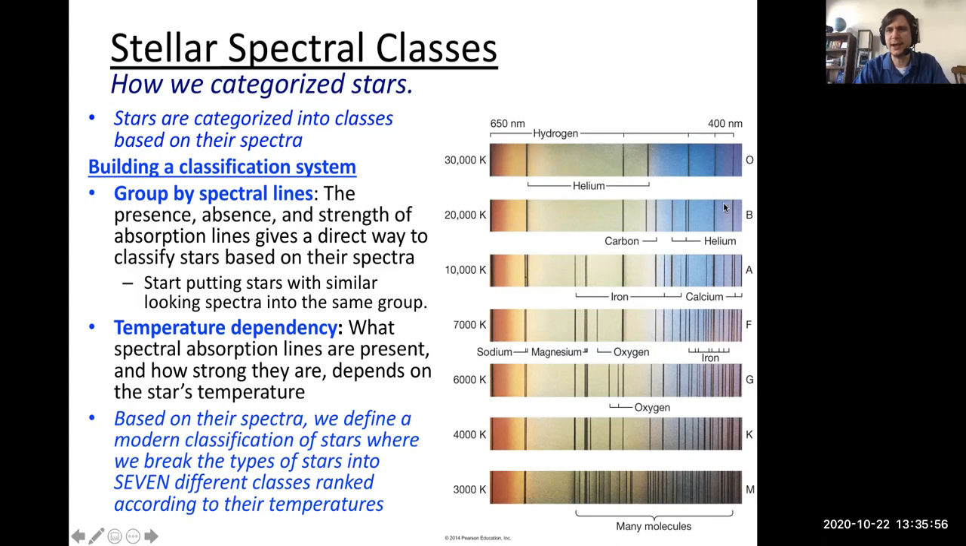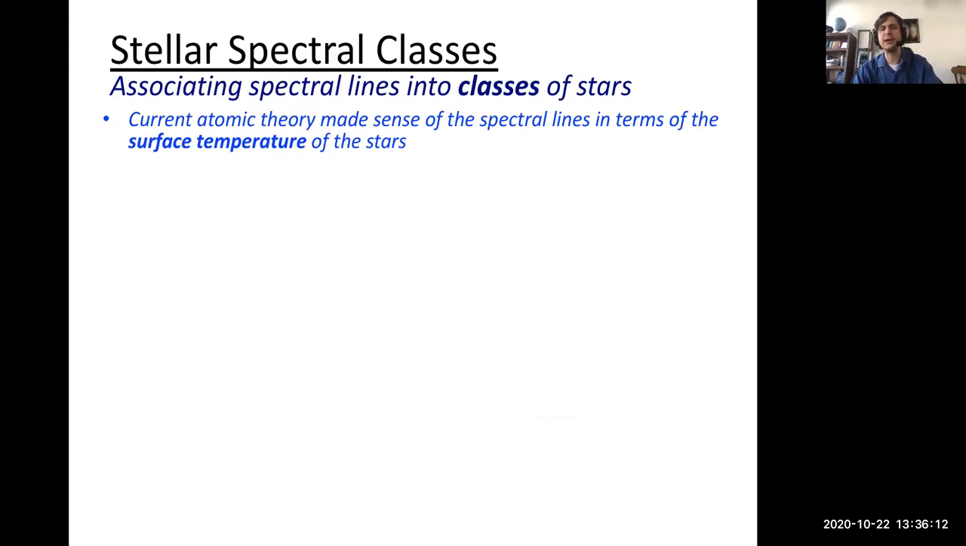This is why we have the letters in order of O, B, A, F, G, K, and M. We break them into 7 different spectral classes. That's easier to remember than all the way out to P. And then we rank them according to temperature. And we can do this thanks to actually understanding the Bohr atom and having modern atomic theory, where we know that you're really moving these electrons around, and that's what gives rise to the spectral lines. And that's connected to the temperature.